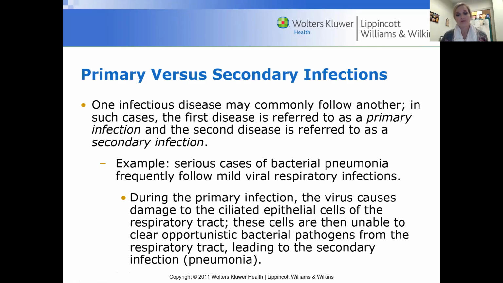The reason being, when a patient has a respiratory infection, sometimes we can wait it out. But in the event that it goes untreated and becomes more severe, sometimes those pathogens can make their way down into the lower respiratory tract, build up, and become more serious. So the primary infection in that case would be that very mild viral respiratory infection. The secondary infection would be that pneumonia.